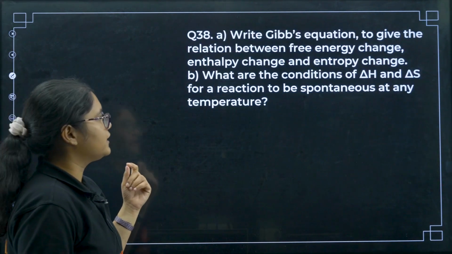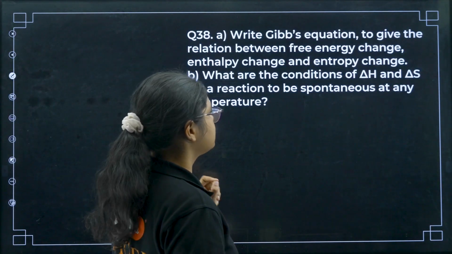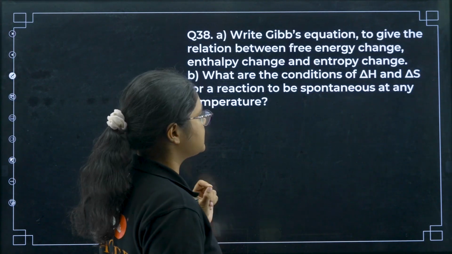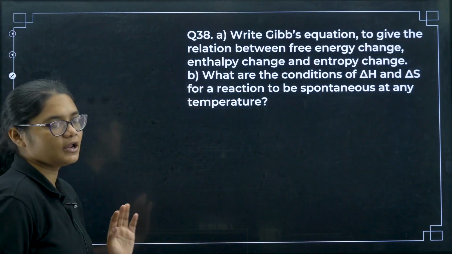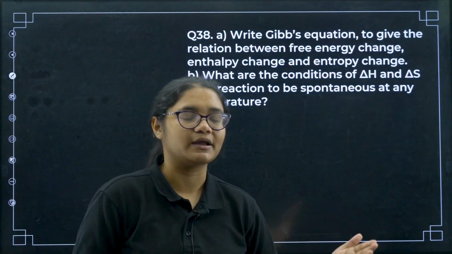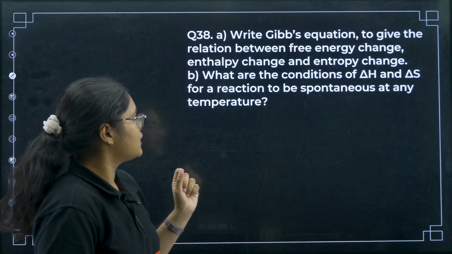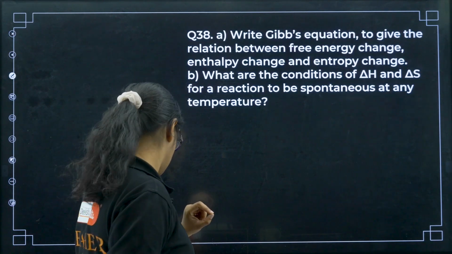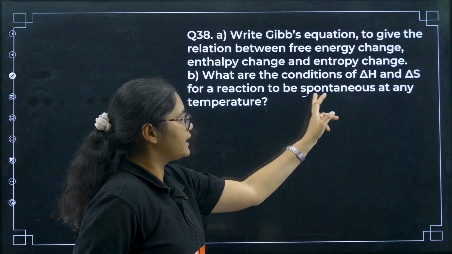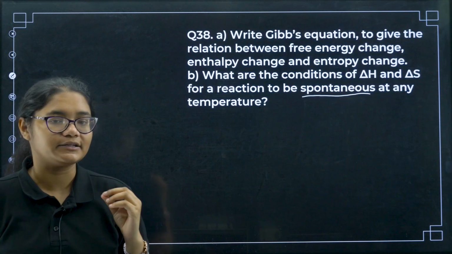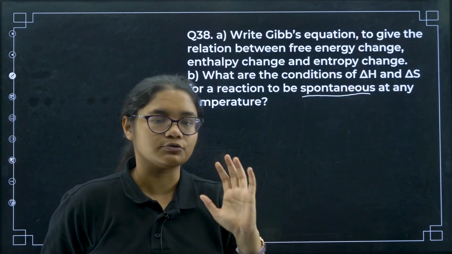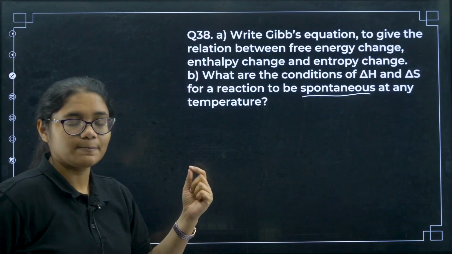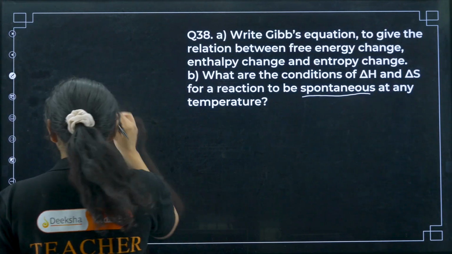Next, question number 38. Write Gibbs equation to give the relation between free energy change, enthalpy change and entropy change. This is a very simple formula. Delta G is equal to delta H minus T delta S. Now, what are the conditions for delta H and delta S for a reaction to be spontaneous at any temperature? For a reaction to be spontaneous, what should be the condition? Delta G value should be negative. So now if you put delta G negative, see, this is the equation, right?